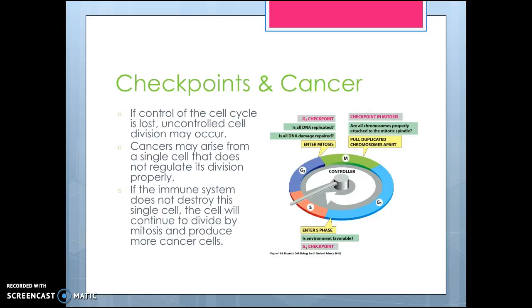Now, normally if a cell is abnormal and overrides a checkpoint and continues uncontrolled cellular division, your immune system will actually destroy it and take care of it. However, there are situations where the immune system does not do an effective job in destroying that particular cancer cell, and that cell is going to continue to divide by mitosis and make more cancer cells just like it. And that's where the source of cancer comes from. Those particular cells override the checkpoints and basically do their own thing. They're not kept in check by those checkpoints.